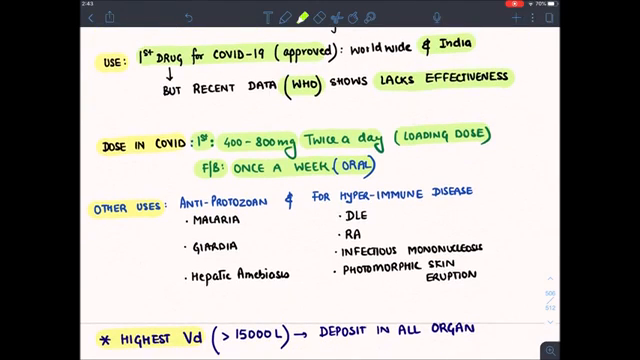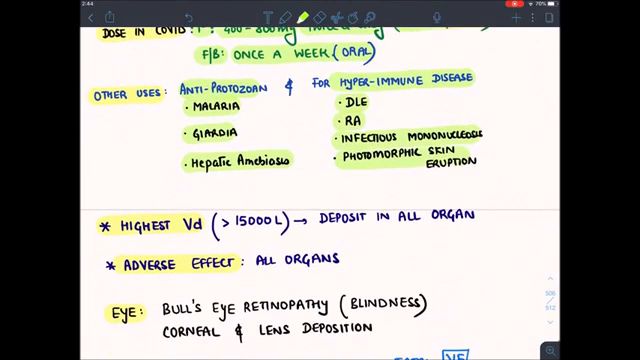Now what are the other uses of hydroxychloroquine or chloroquine? Because of this immunomodulatory effect, chloroquine is used in various autoimmune diseases or hypersensitivity, which is when the immunity is acting excessively. It is used in hyperimmune diseases like DLE, drug-induced SLE, rheumatoid arthritis, infectious mononucleosis, and skin eruption due to photosensitivity, polymorphic light eruption. Chloroquine is also a protozoal drug. We all know it is used in malaria, but apart from malaria, it is also used in giardiasis and hepatic amoebiasis.